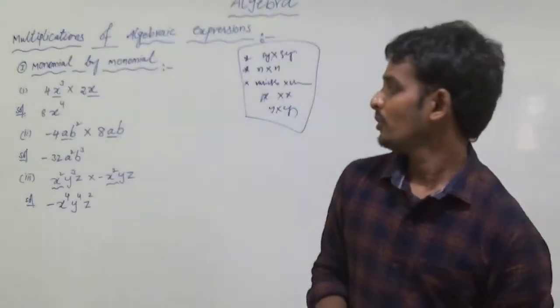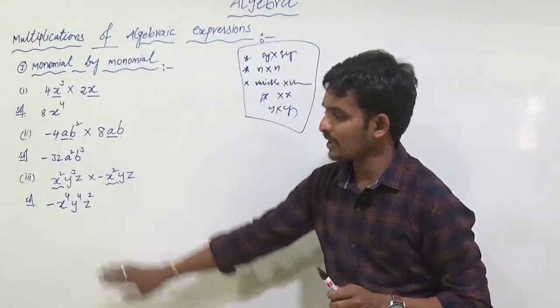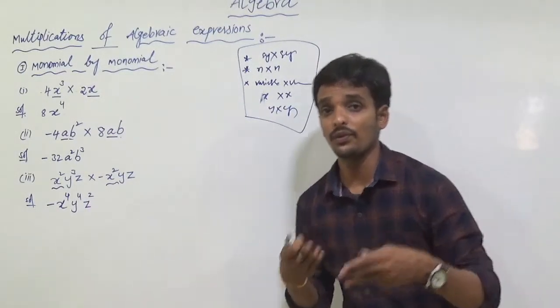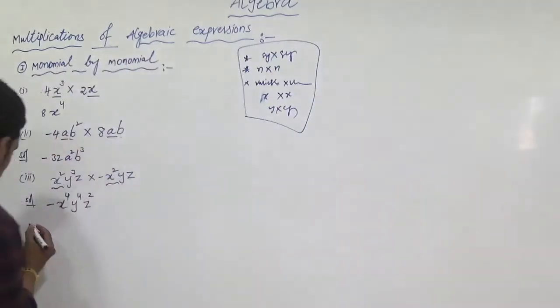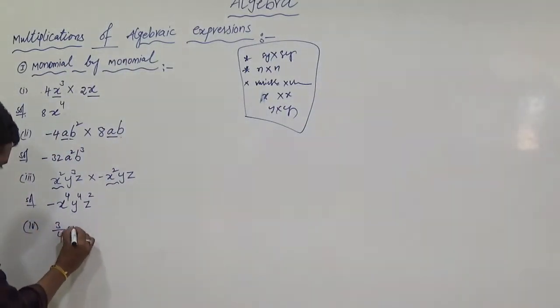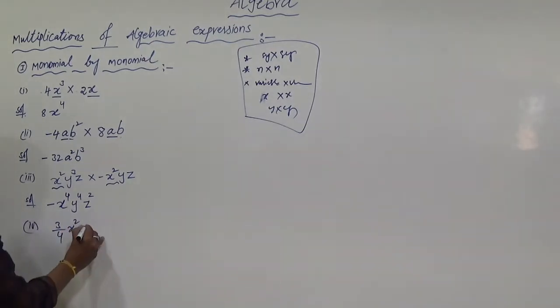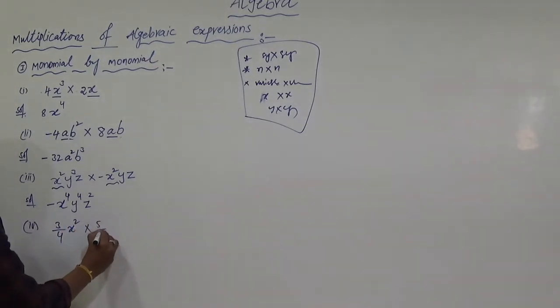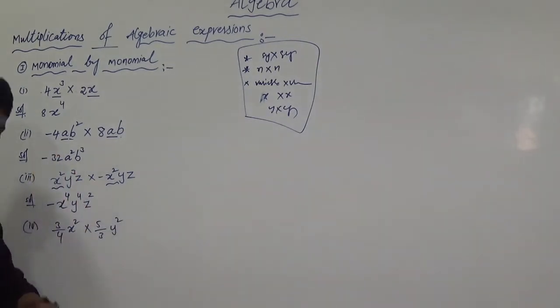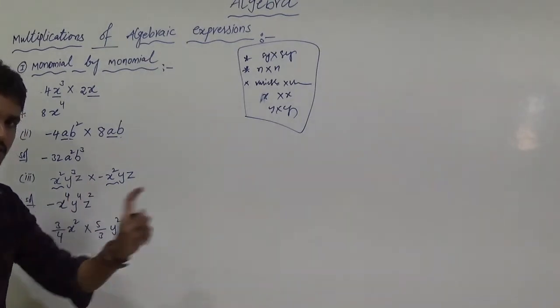I hope you have understood the multiplication of monomial with monomial. If you have fractions, I am explaining one more problem with fractions: 3 by 4 x square into 5 by 3 y square. If you want to multiply these two terms, it is the same process. First symbols, next numbers, then letters.